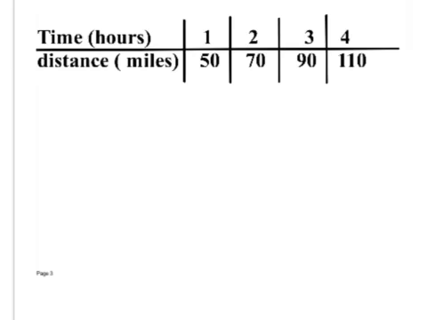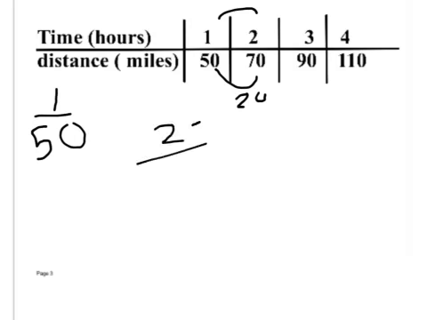So this is the time it took to drive a certain amount of miles. The first hour, they drove 50 miles. So that's what we're comparing everything else to. Are they going 50 miles for every hour that they do? Well, let's look. Here is 2 and 70. They increased by an hour, they increased by 20. Does 2/70 reduce down to 1/50th? No, it doesn't.